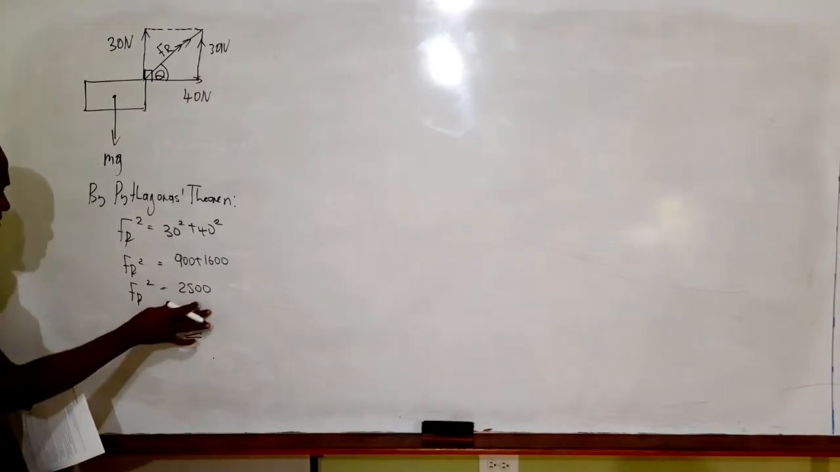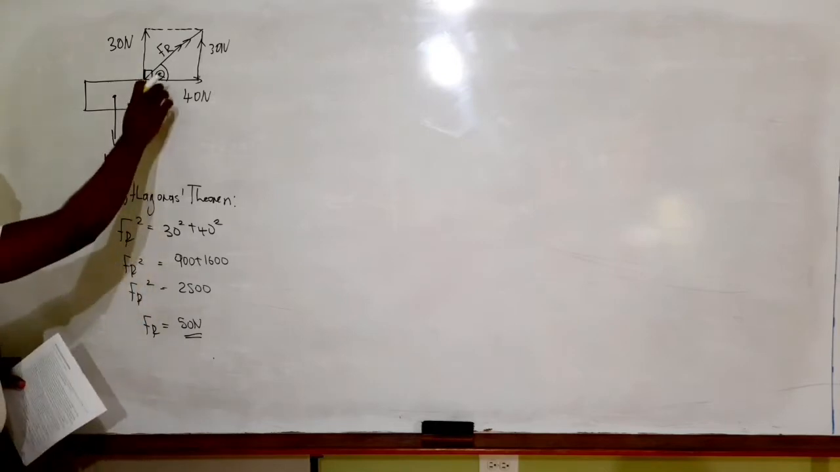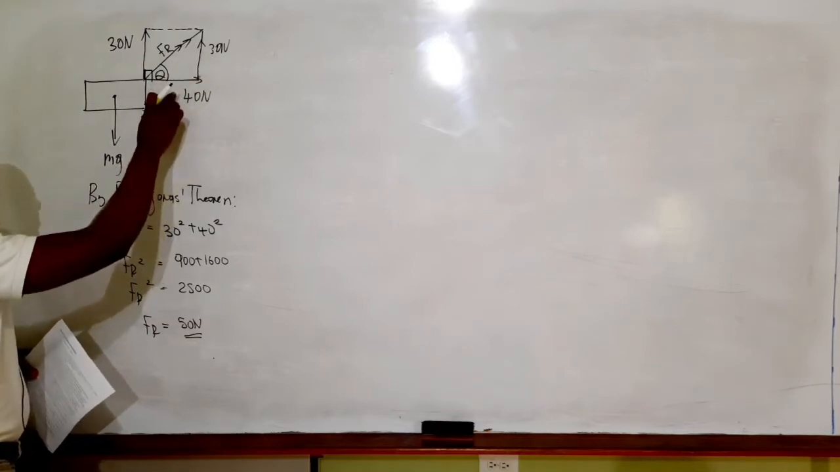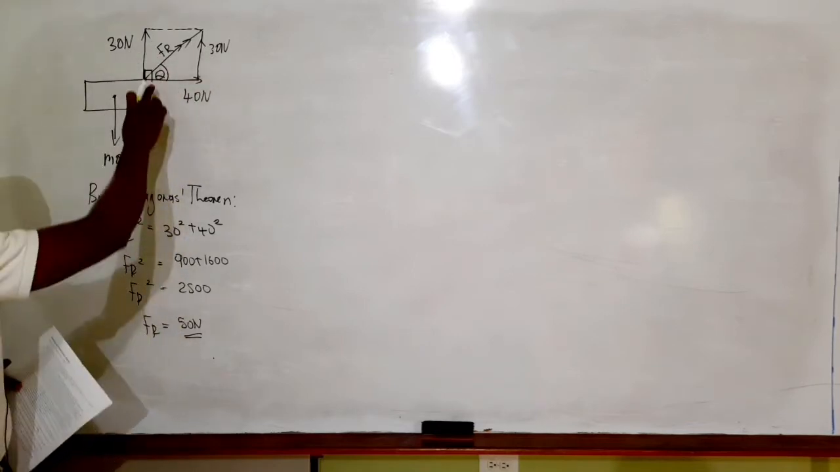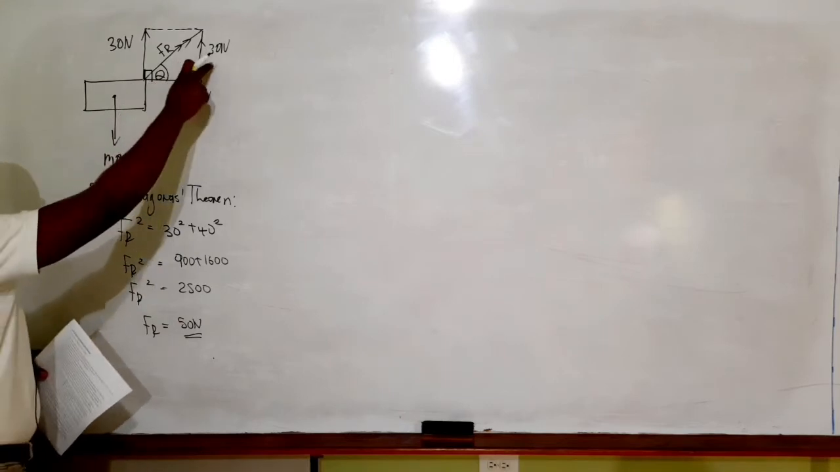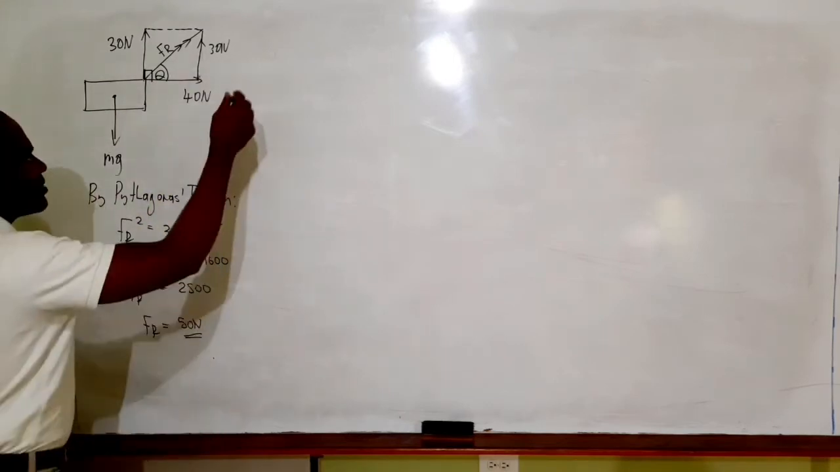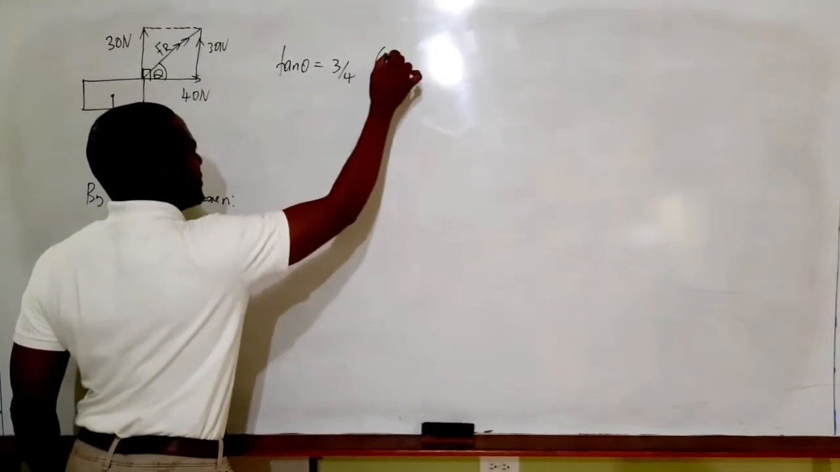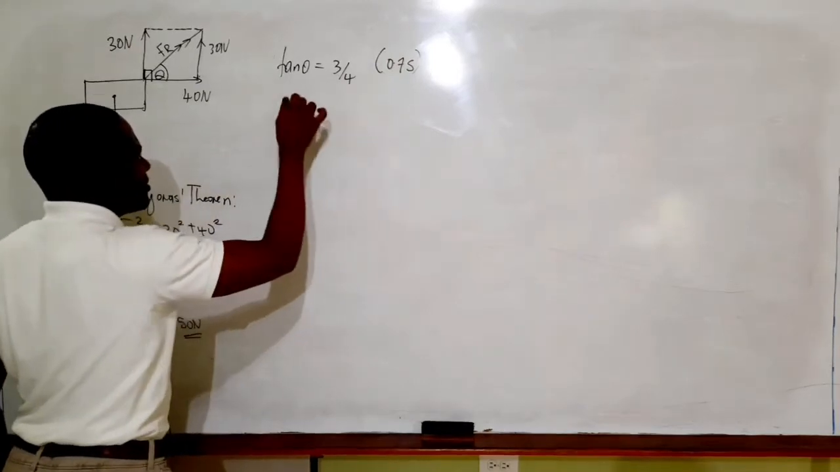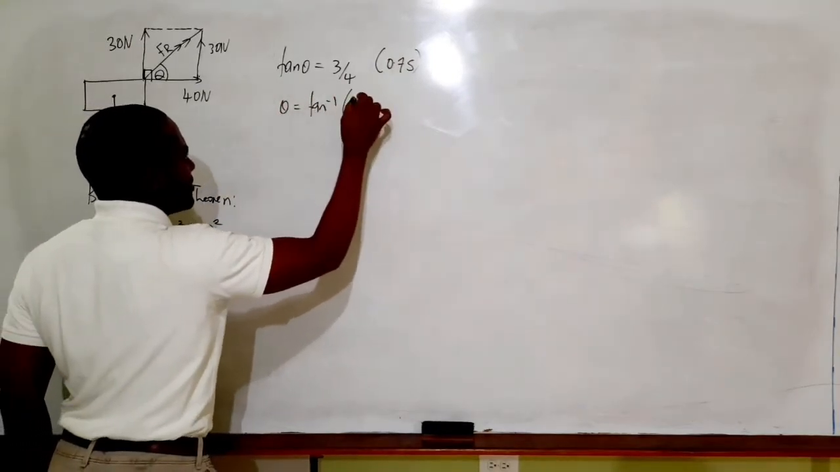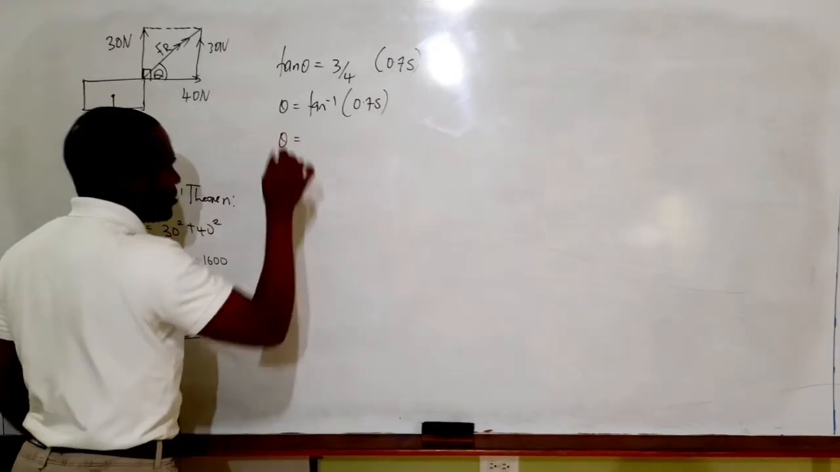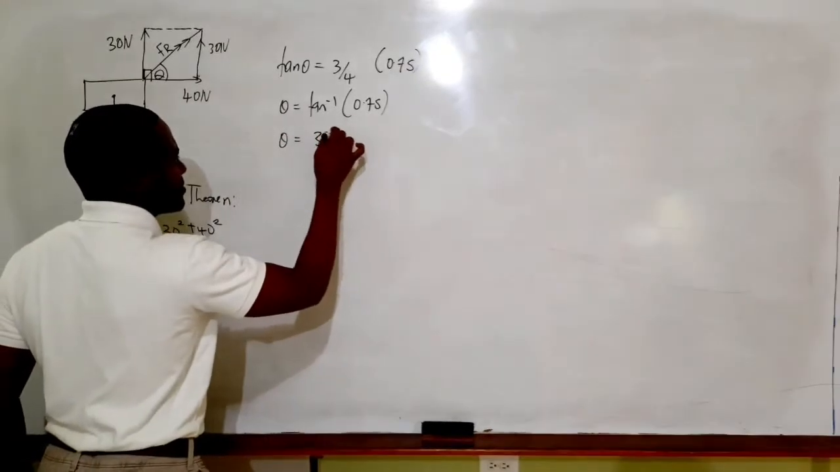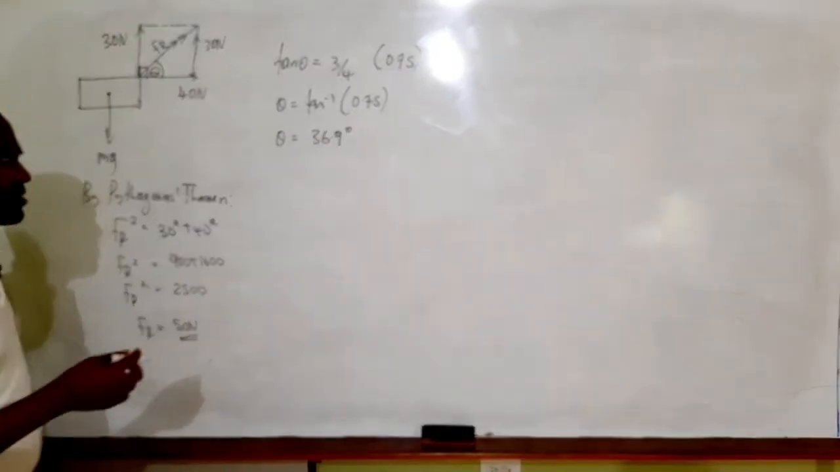So the magnitude of the resultant is equal to 50 newtons, and we must now find the angle theta. We have theta, and we have the opposite, and we have the adjacent. We found the hypotenuse, but let's use tangent of the angle. So tan theta equals opposite over adjacent, and so tan theta is equal to 3 over 4 or 0.75, and therefore theta is equal to the tan inverse of 0.75, which is 36.9 degrees.